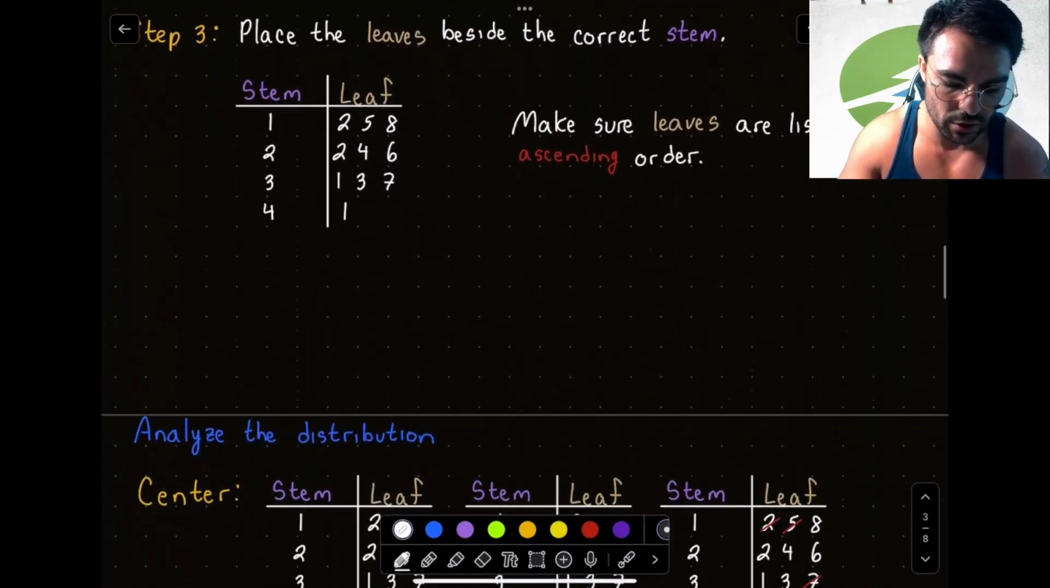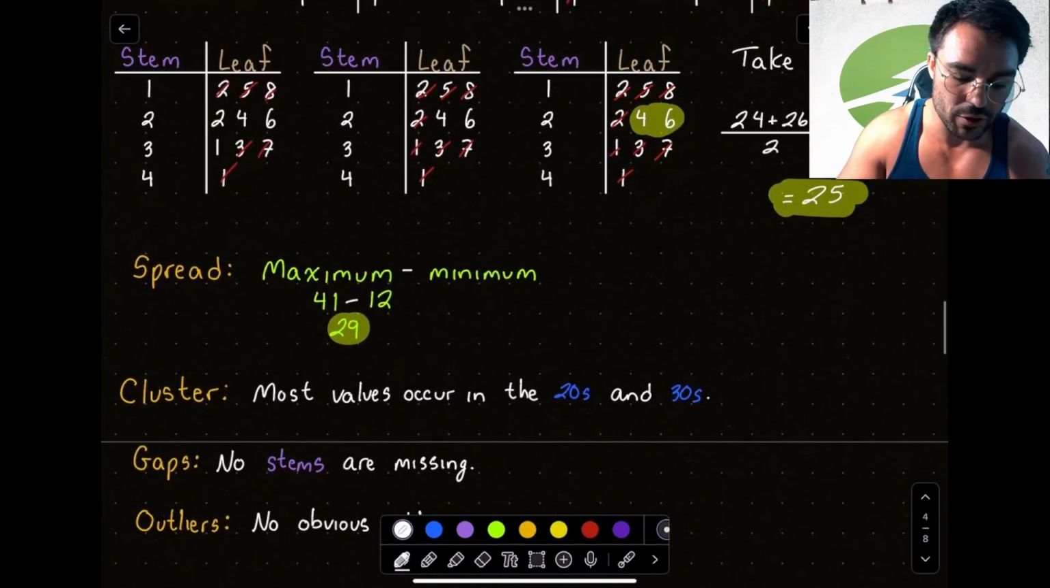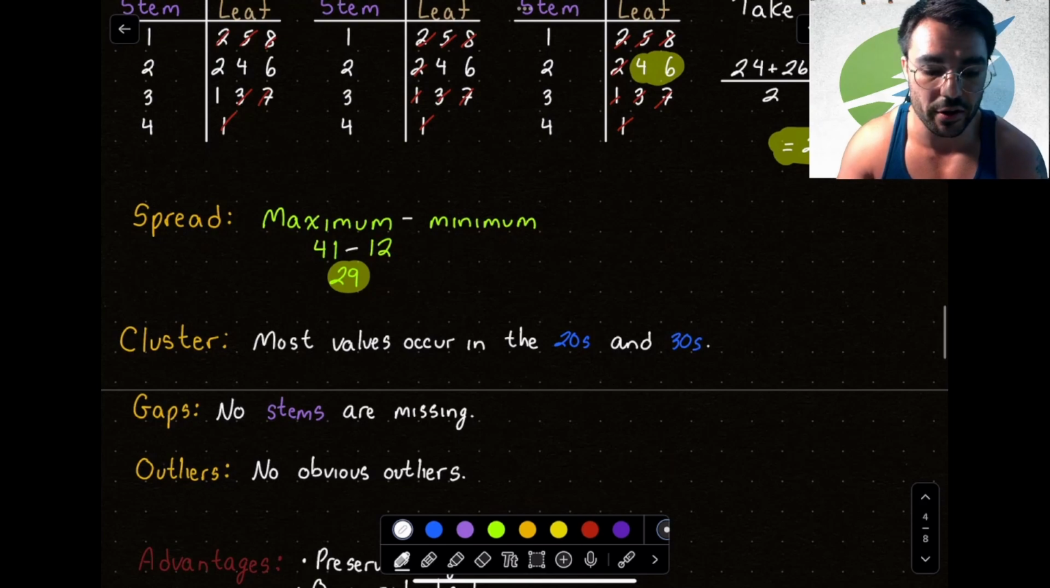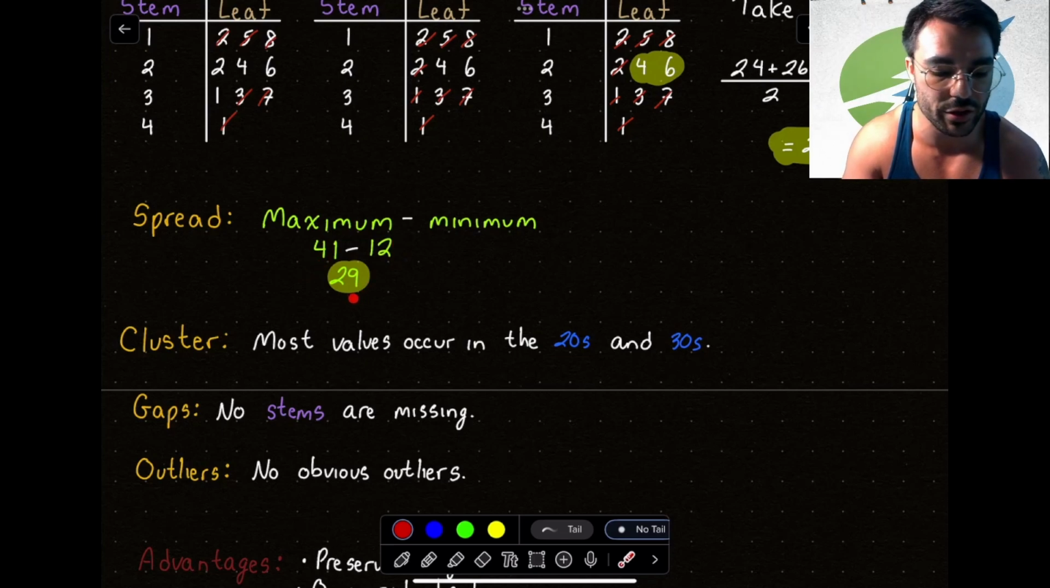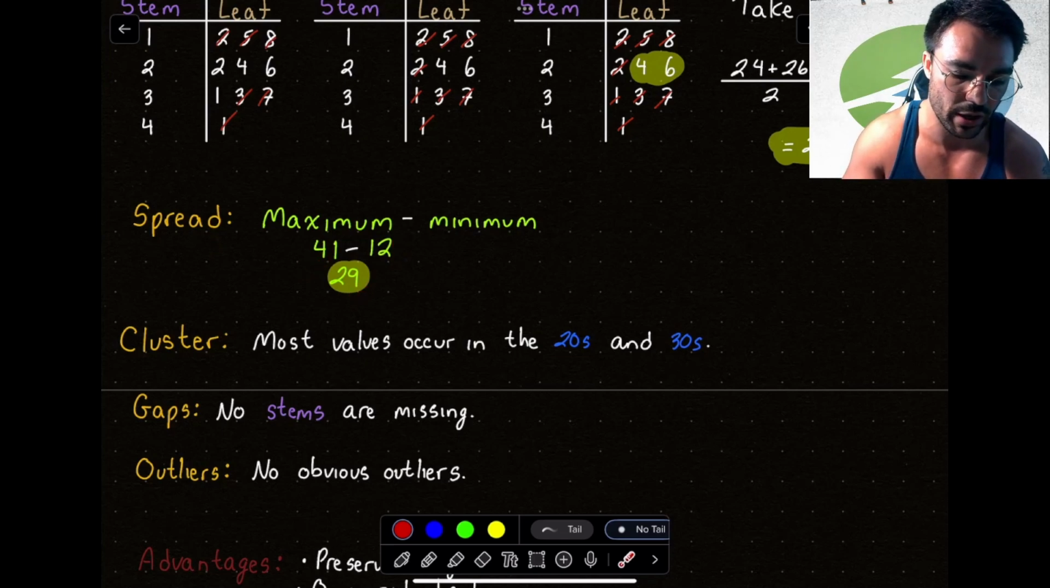Okay, all right, let's continue. The spread is our range, which is calculated as maximum minus minimum. Maximum value is 41, our minimum value is 12. 41 minus 12, 29. Our range is 29, therefore our spread is 29.